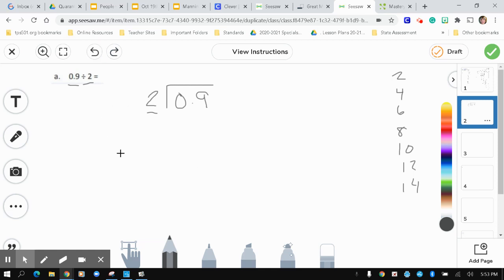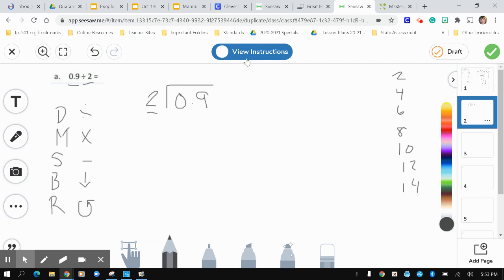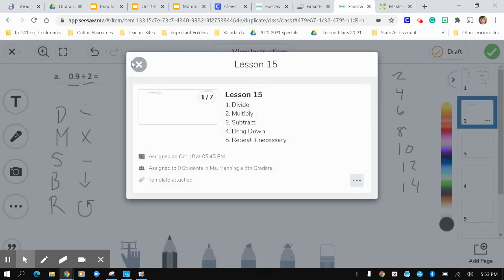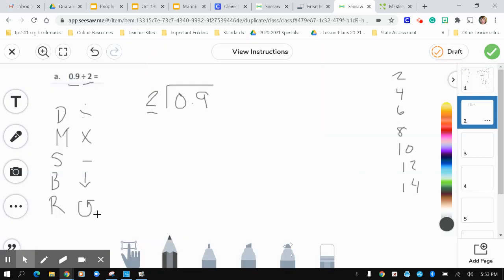So now that we've done that, I also suggest that you write down the steps: dad, mom, sister, brother, Rover. I've had kids who write the symbols: divide, multiply, subtract, bring down, and then repeat is like a circle with an arrow. So we repeat it. So that way, you can always go up and click and look at the instructions, but the more you get to trying to use your own methods, the more independent you're going to be.